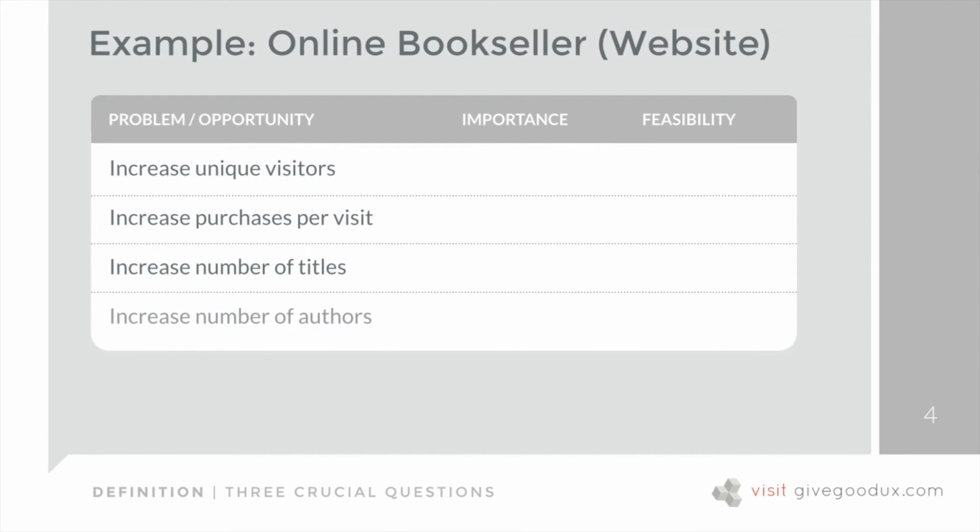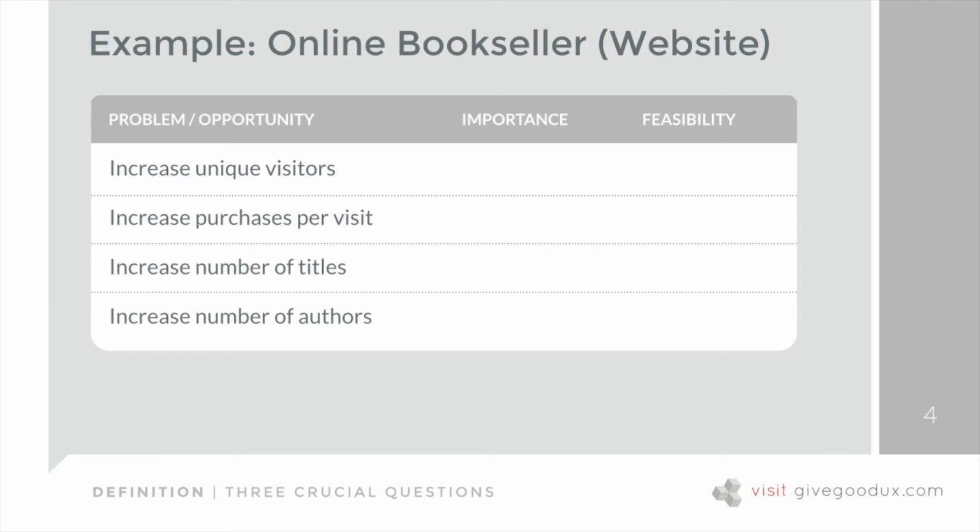We could also increase the number of authors. Again, maybe diversity is an issue. So again, these are made up. We're assuming that we've come up with these 4 possibilities, and now we want to figure out how important is each one and how likely is it that we can address each one. So again, on a scale of 1 to 5, I assign a value to each of these. First, I start with importance.